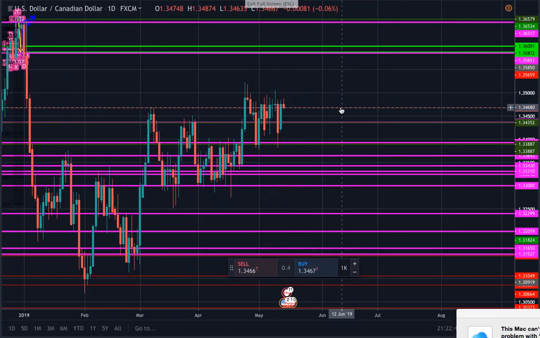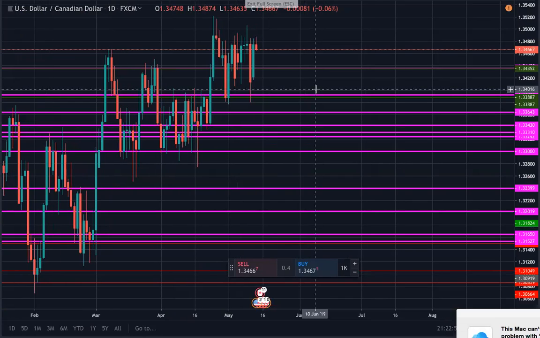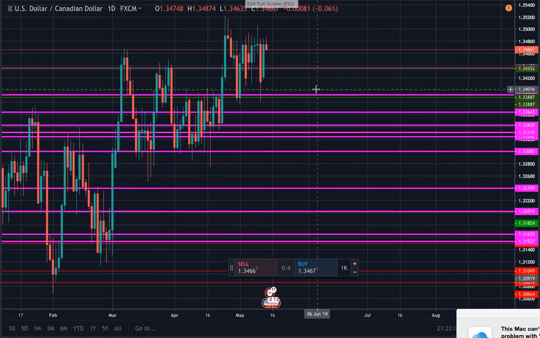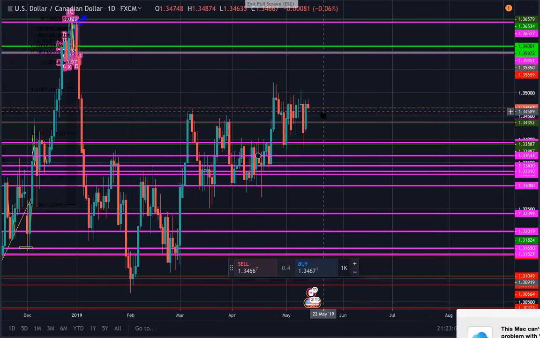It might go back up during the news. You never really can tell. Usually people go by market structure. I usually just trade around the news when it comes, catch that big move, and then finish trading. So this is USD CAD.